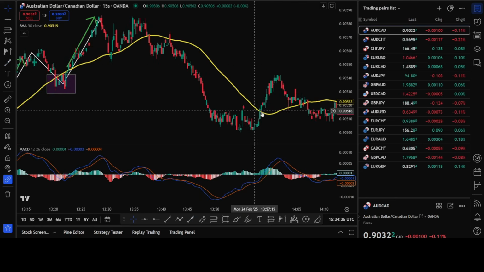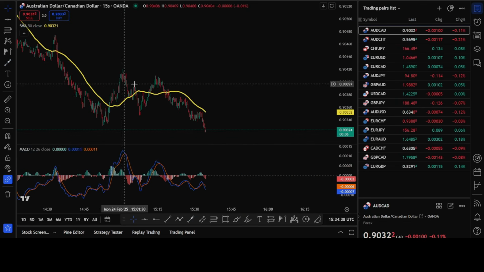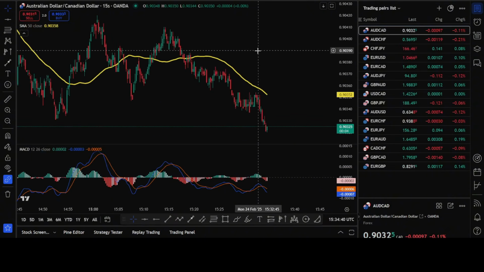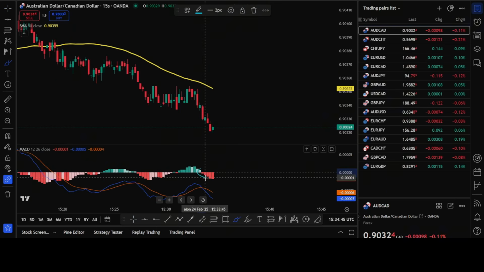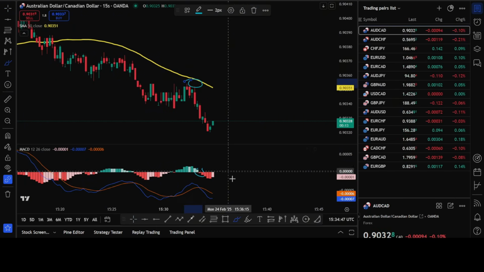Support and accumulation zones. Purple rectangles highlight zones where the price found support. These are areas where buyers entered actively and pushed price up. Such zones are great for planning buy entries on future retests.